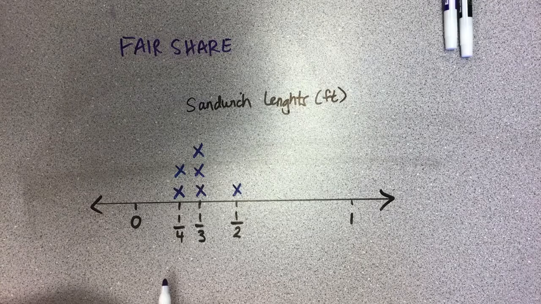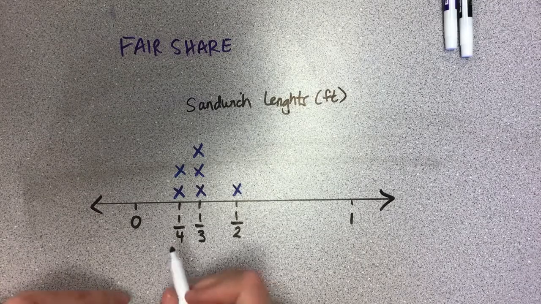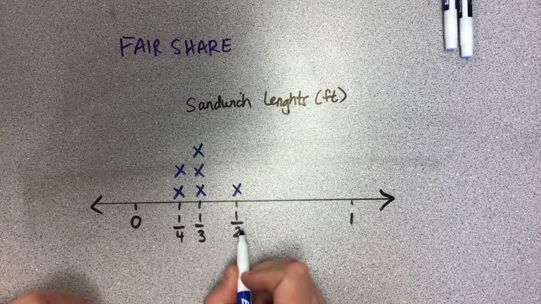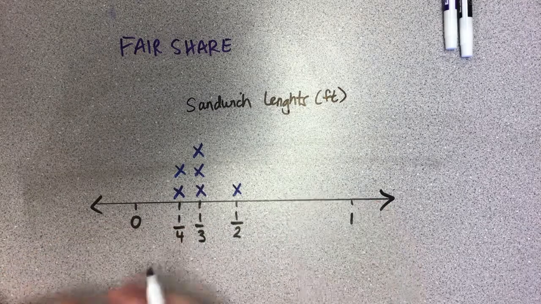So that's what we figure out. So how to do it? We just add the measurements together to find the whole number of sandwiches that we had.